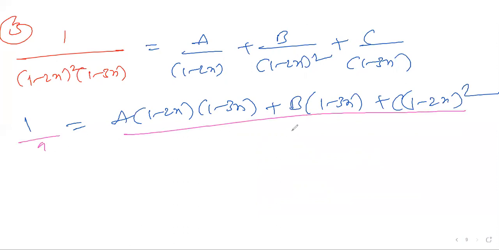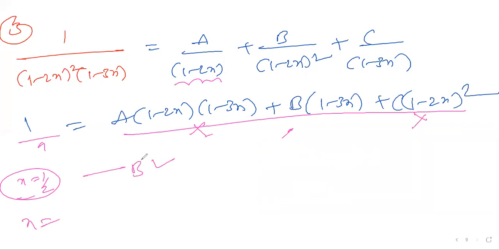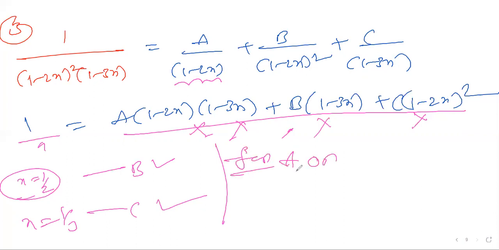So all is out. Next I substitute x is equal to 1 by 2. So 1 by 2, 1 by 2, 1 will come. This is gone, this is gone. You get the value of B. Next, x equal to 1 by 3. x equal to 1 by 3 means this is gone, this is gone. You will get the value of C. For A, open the terms, do your job, compare coefficients.